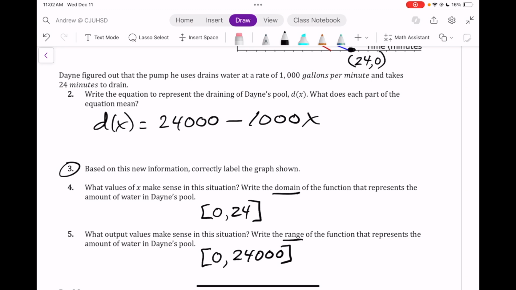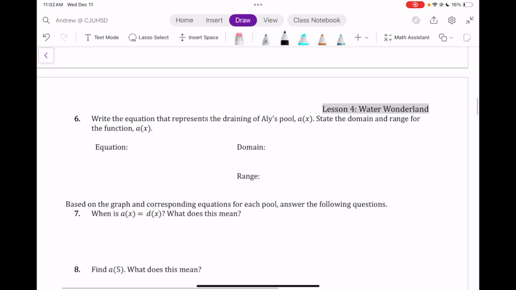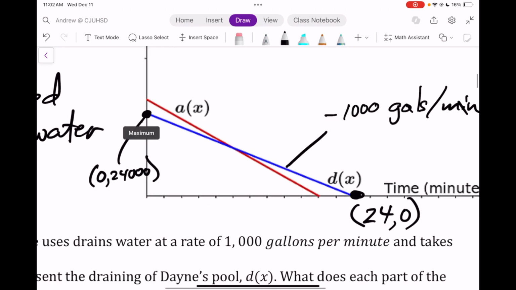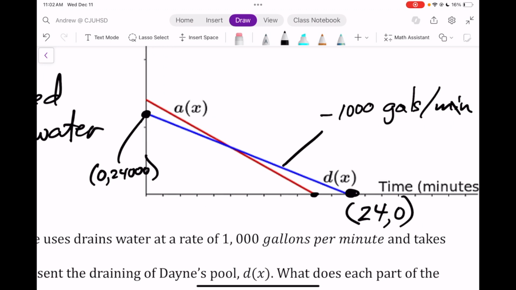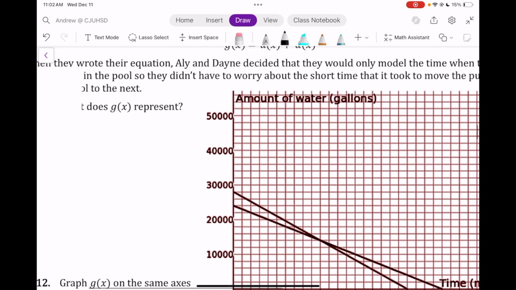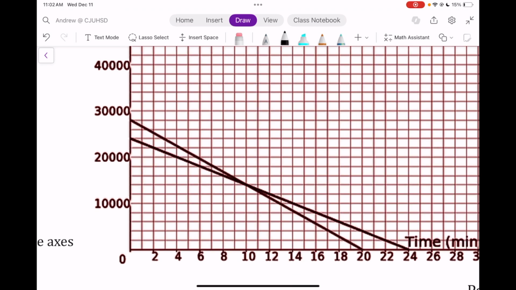Now, for Allie's pool, we're going to do the same thing. It's not super clear here on this graph what Allie's intercepts are. We can figure out one of them. This here is 20 minutes. But it's hard to figure out what the y-intercept would be here. There is another graph in this lesson. If you look on the next page, right here, this is the intercept for Allie. That's 28,000.